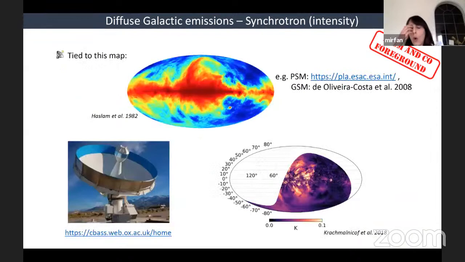Now, most of our understanding about synchrotron emission is tied to this map, the top one there. That's the Haslam 408 megahertz map. That is an all-sky map that was made of our galaxy centered at 408 megahertz. So you'll see a lot of people will use this to inform their models when they want to do simulations to see if they can extract their cosmological signal from a whole bunch of foregrounds. You'll see the Haslam map popping up time and time again. It's a very, very useful map, but it has its flaws.